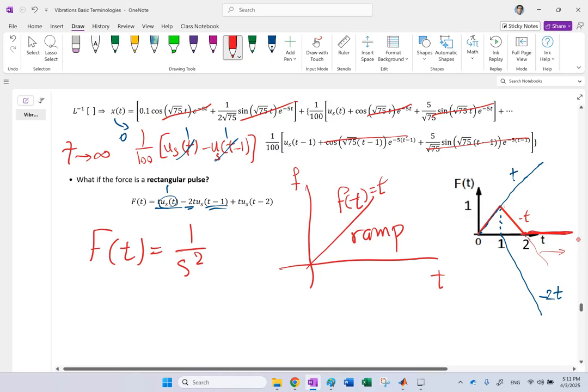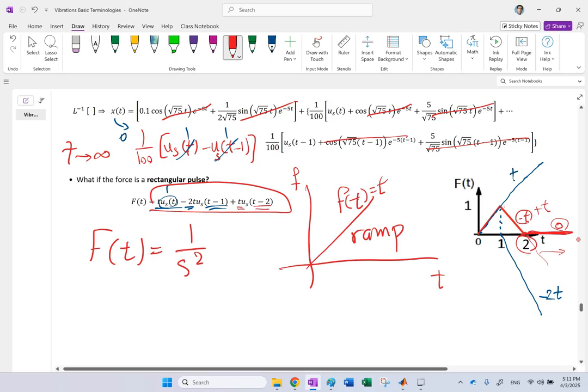After this point, you have to go from negative t now to slope of 0. So you need to add a positive t to this to make the slope 0. That's why you add a positive t. But that starts at time t of 2. Therefore, you add those, and guess what? You made your signal. Do you see that? How easy it is to make a rectangular pulse.